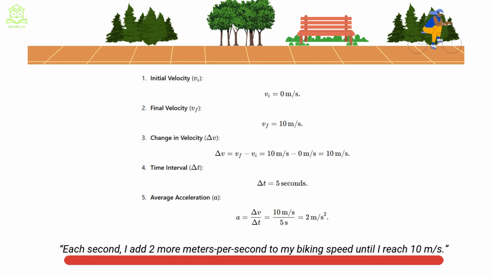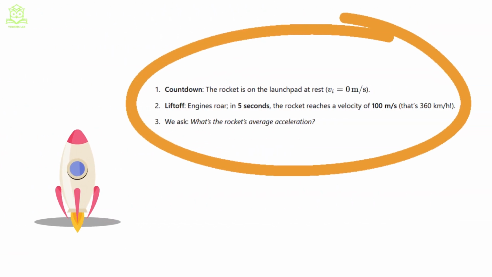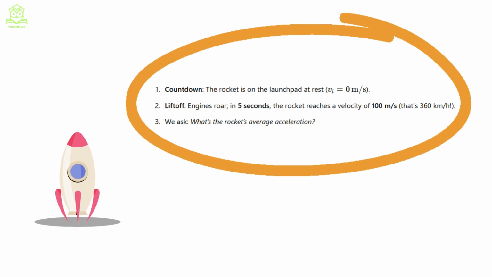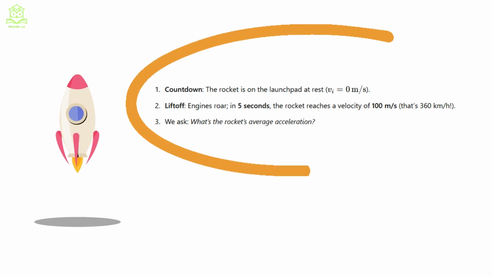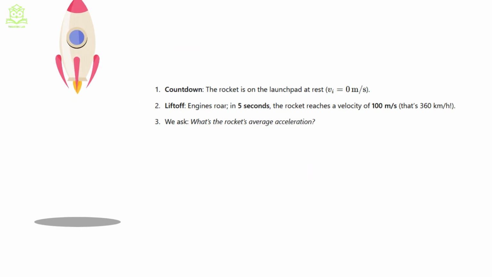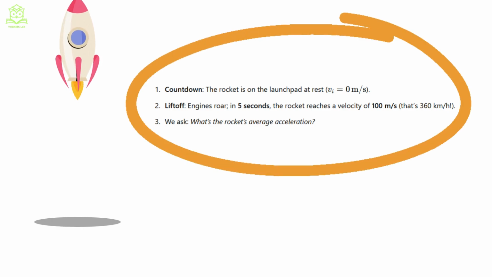Now let's leave the calm park and blast off into a bigger adventure. Imagine a rocket launch. Rocket launch scenario. 1. Countdown. The rocket is on the launch pad at rest. vi equals 0 meters per second. 2. Liftoff. Engines roar. In 5 seconds, the rocket reaches a velocity of 100 meters per second. That's about 360 kilometers per hour. 3. We ask, what's the rocket's average acceleration?